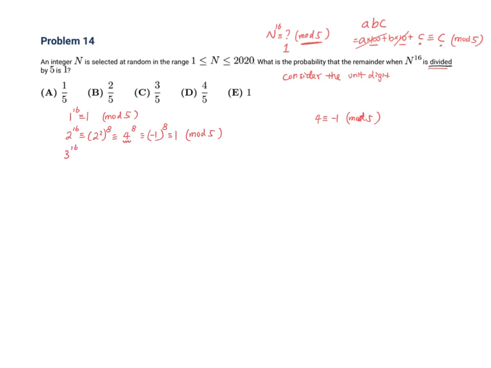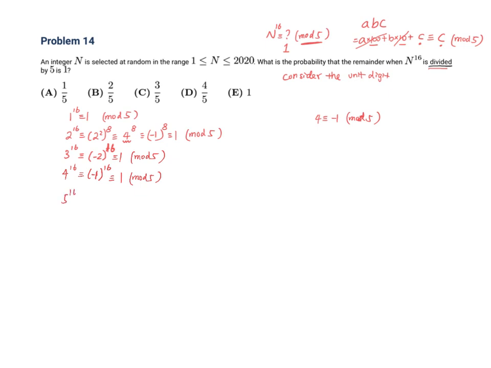3 raised to power 16: again, 3 is congruent to negative 2, right? So negative 2 raised to power 16. And we already know 2 to the power 16 is congruent to 1, so the negative sign will be gone. So it's going to be 1 again. And 4 raised to power 16, 4 is congruent to negative 1, so this is congruent to negative 1 raised to power 16. This is again 1.